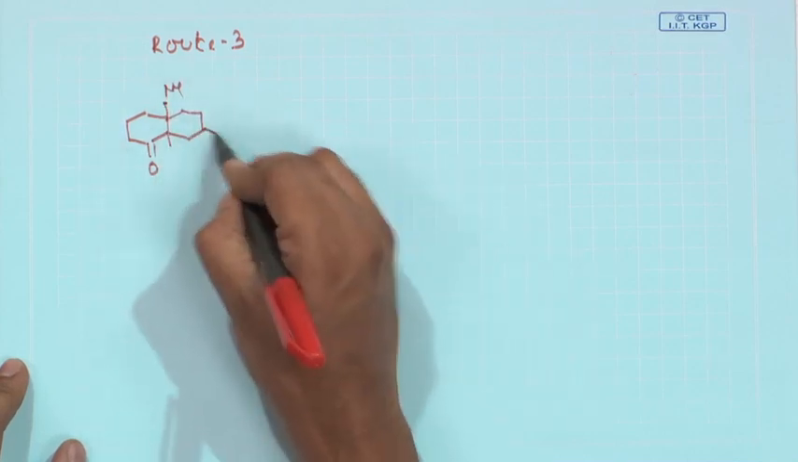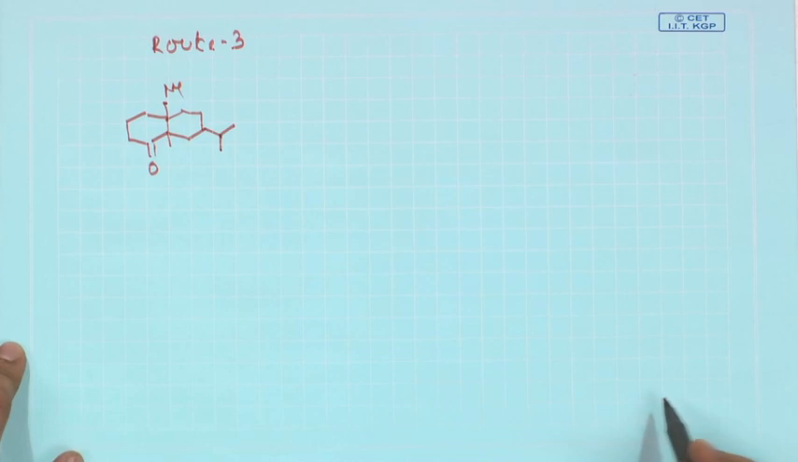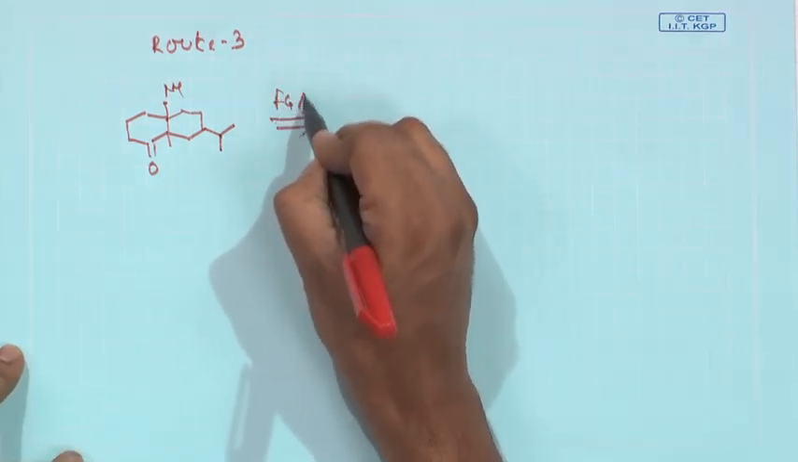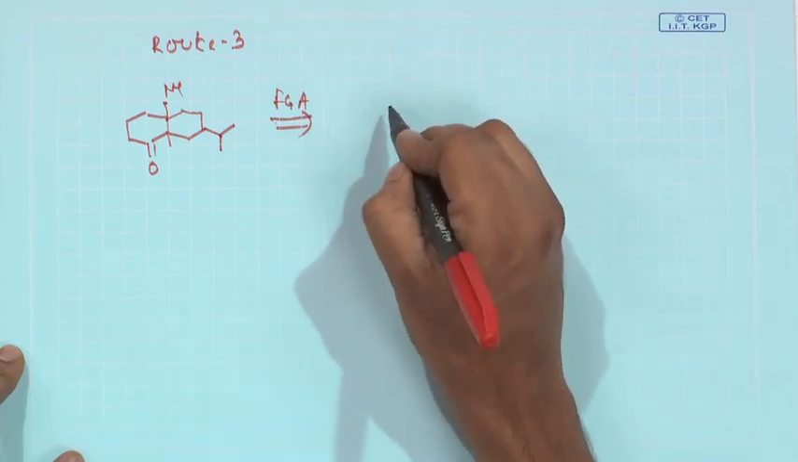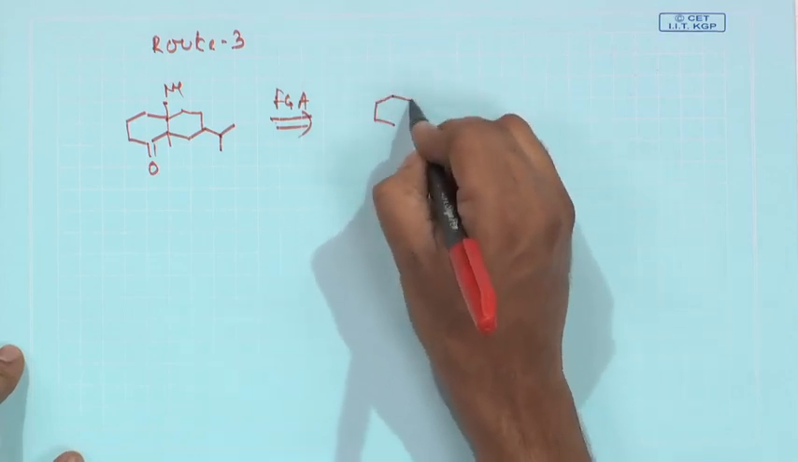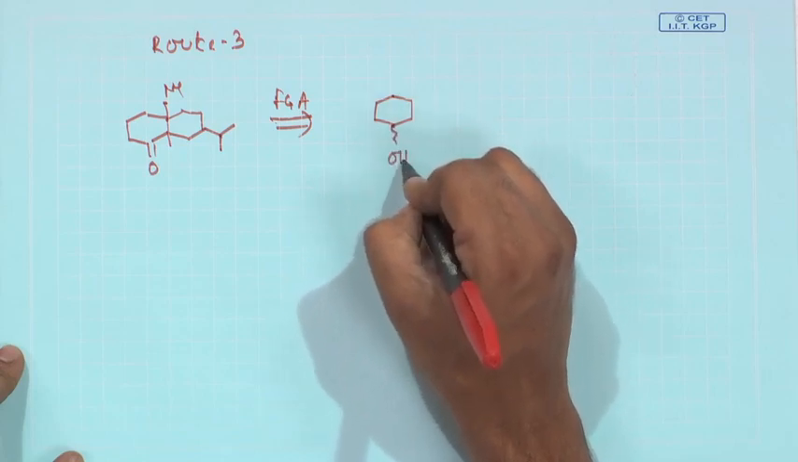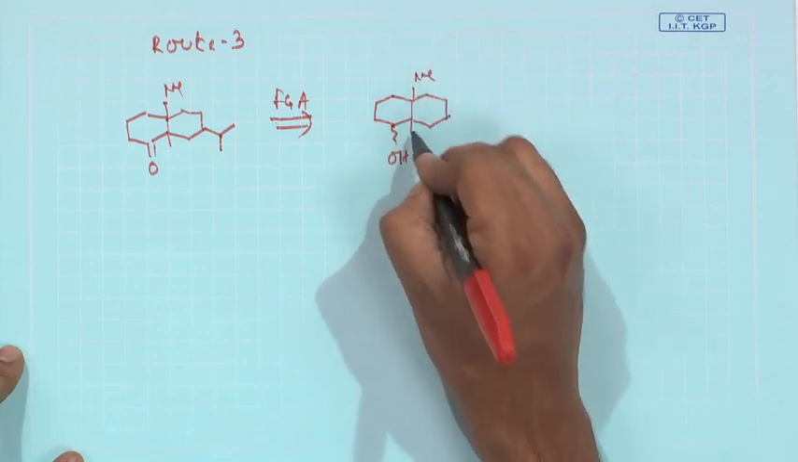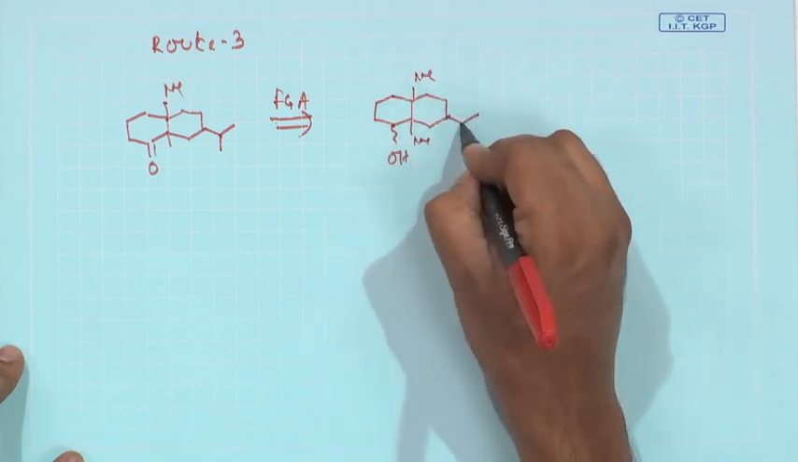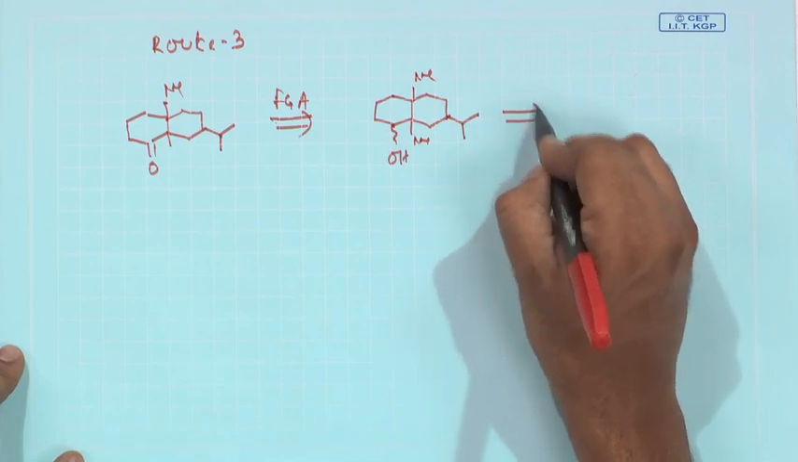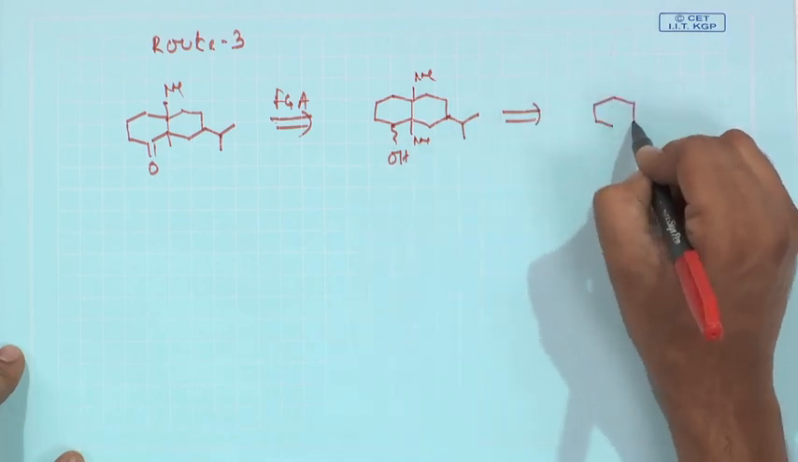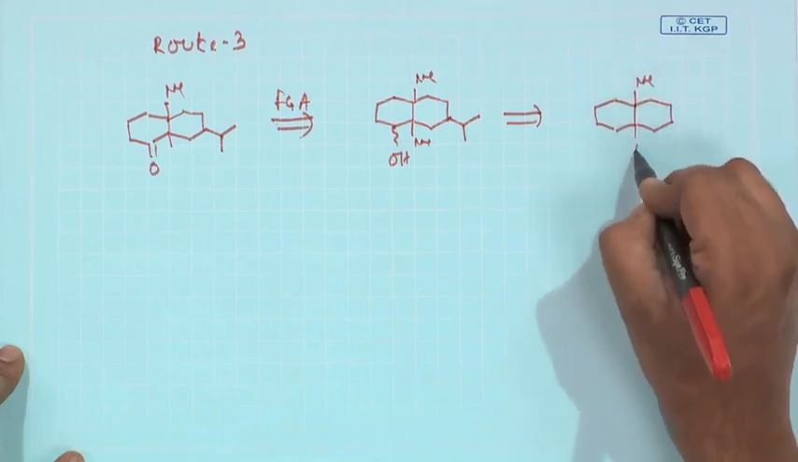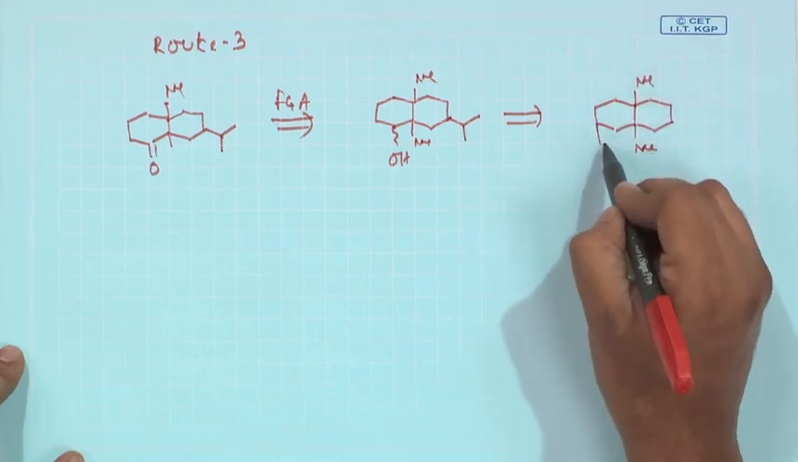You have a methyl, you have this iso group. The next route which I am now giving, the first step will be a functional group addition, and the functional group addition will basically put an OH here, the remaining groups remain the same. This OH you can basically create from, or access from, this epoxide.